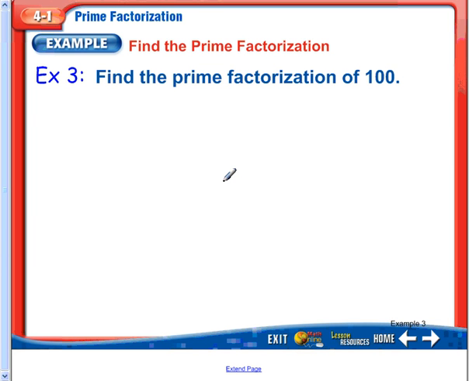Example number 3. Find the prime factorization of 100. To do this, I'm going to use a factor tree. I'm going to start 100 up here, and I'm going to stem off with 2 branches. Since 100 ends with a 0, I'm going to start with the prime factor of 5.